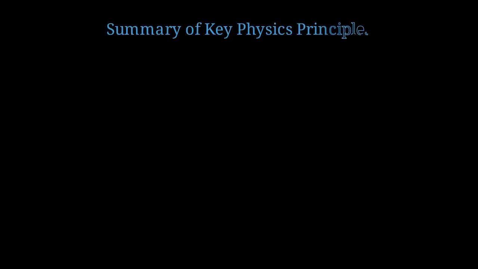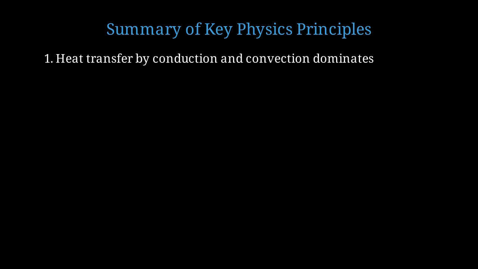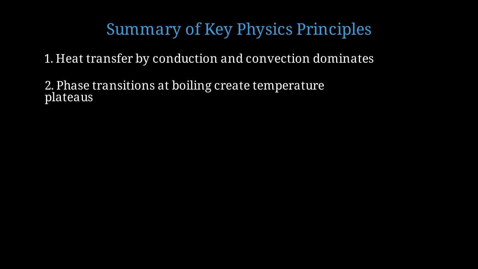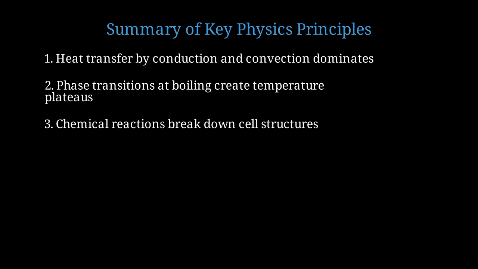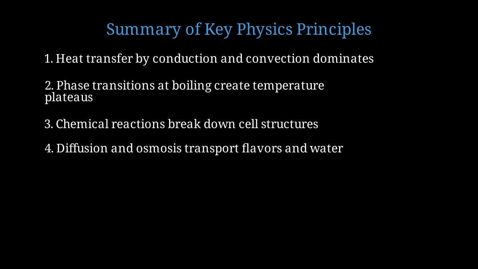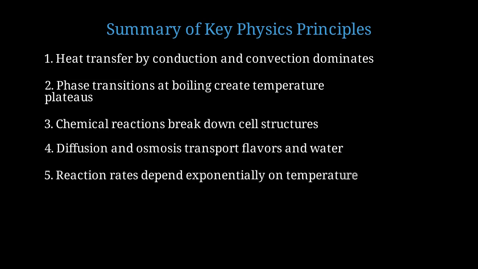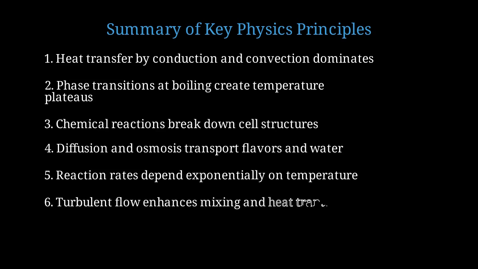Let's summarize all the physics and chemistry we've covered in cooking borscht. Heat transfer occurs primarily through conduction in the pot and convection in the liquid. Boiling creates a temperature plateau at 100 degrees, where energy goes into phase change rather than temperature increase. Cooking involves chemical reactions that break down cellulose and pectin, softening vegetables. Diffusion moves flavor molecules from vegetables to broth, while osmosis affects water distribution. All chemical reactions, including nutrient degradation and structural breakdown, follow Arrhenius kinetics with exponential temperature dependence. Turbulent convection currents ensure even cooking and efficient heat distribution throughout the pot.